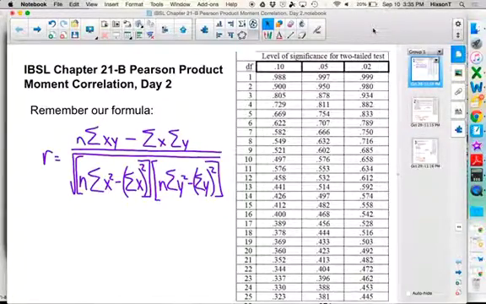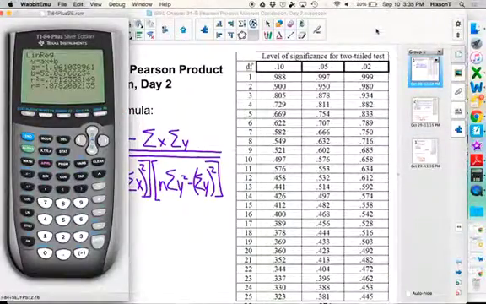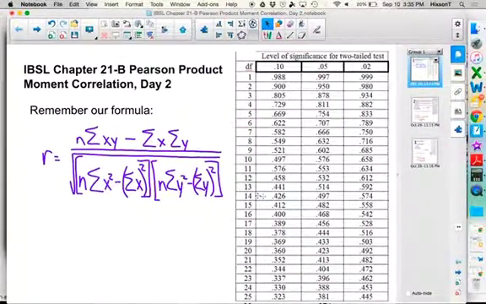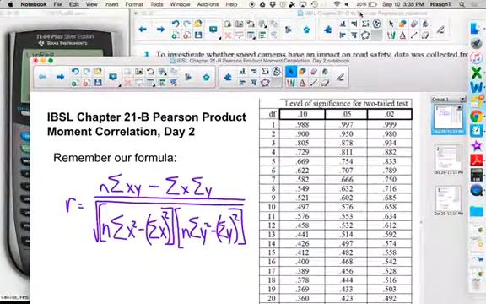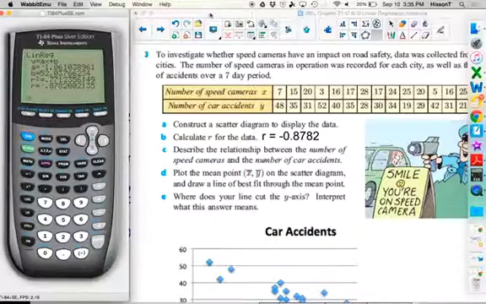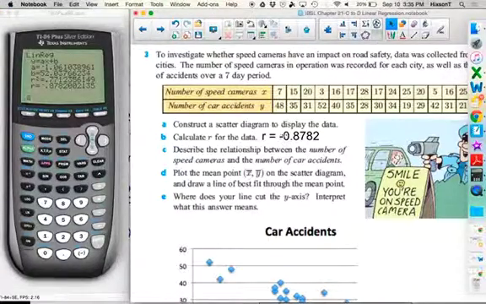Okay. How many cities did we have? 16. Okay, so we'd have 14 degrees of freedom. So we need a 0.497. Our correlation clearly gives us more than 0.497, so it's significant. It looks like it's a pretty strong one as well, and a negative one.